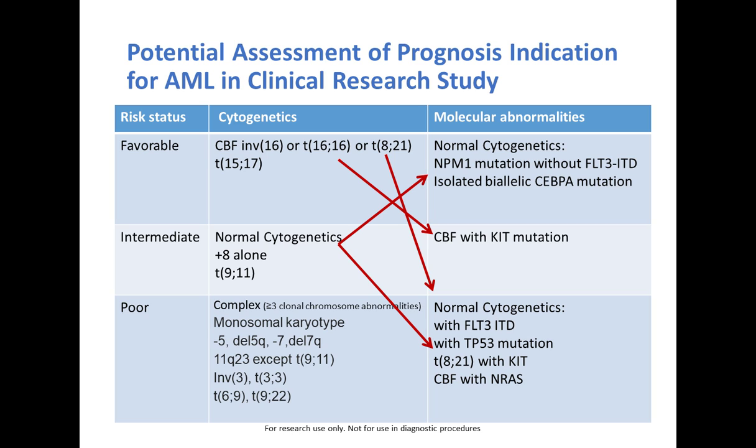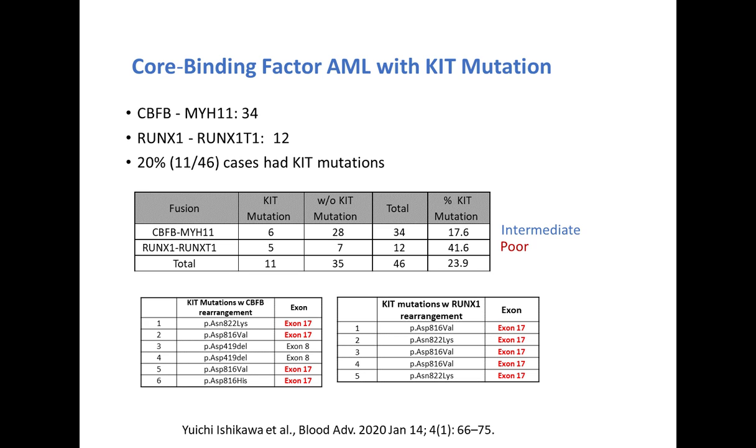For the potential assessment of prognosis indication for AML patients in clinical research study, we know that by cytogenetics there are 3 big categories for risk stratification: favorable, intermediate, and poor. So for core binding factor inversion 16 or the translocation 8;21 or translocation 15;17, they are favorable prognosis. However, if you have a molecular abnormality with the Kit mutation, the prognosis information will be changed. I'm going to show you some examples in the next slide.